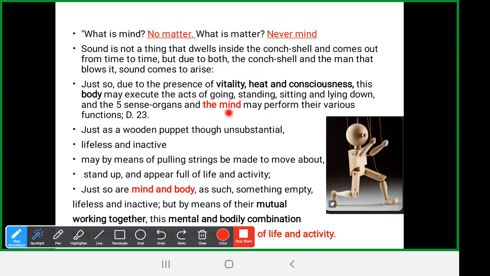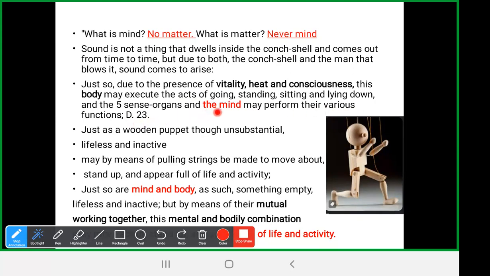Like the mind also performs its function due to many conditions, like the vitality of the body, the heat inside the body, and the consciousness. Then the body may execute the actions of going, standing, and staying, and the mind may perform various actions.